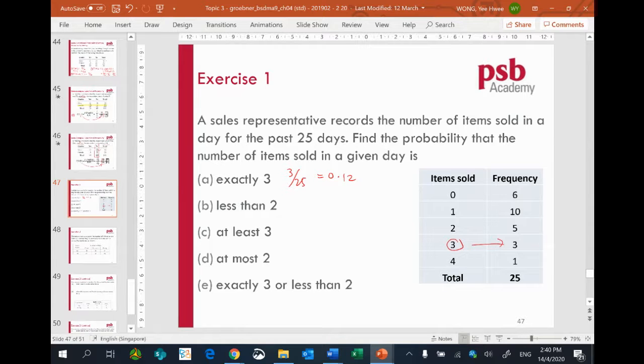Less than 2. Okay, less than 2. Less than 2, does it include 2? No. Less than 2 means either 0 or 1. So it will be 6 over 25 plus 10 over 25. So you get 16 over 25. It will be 0.64.